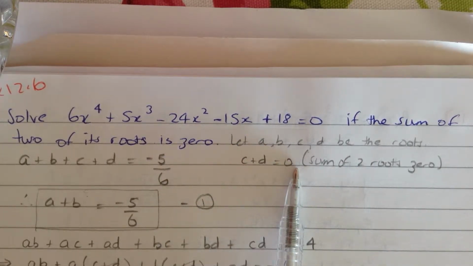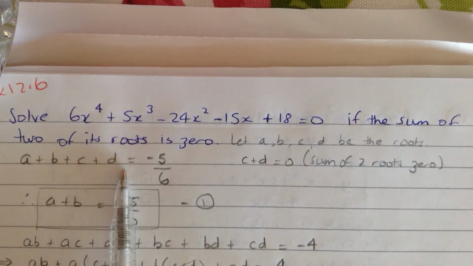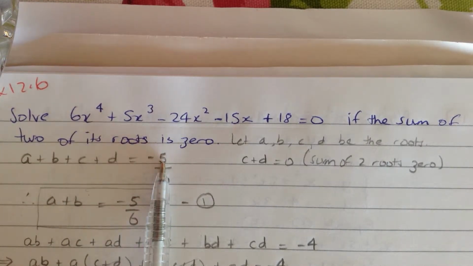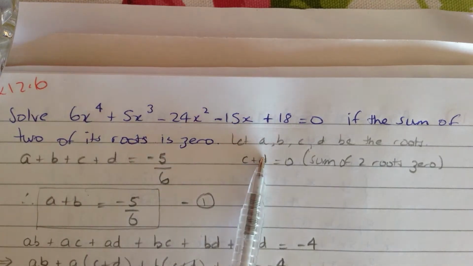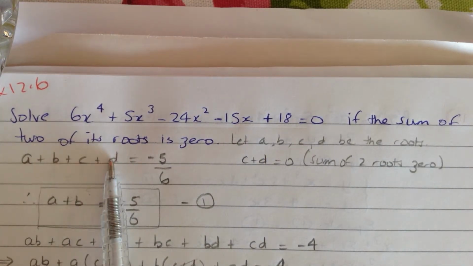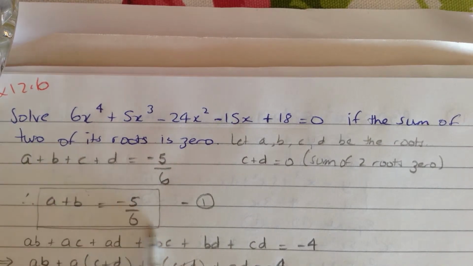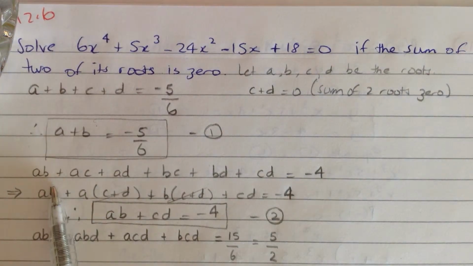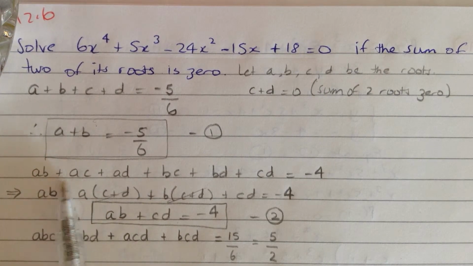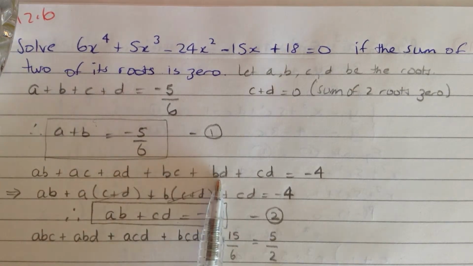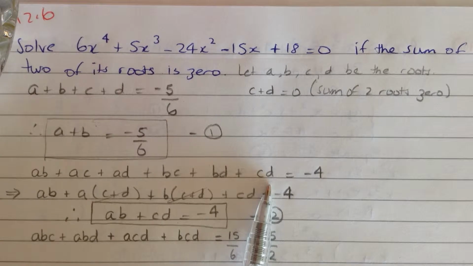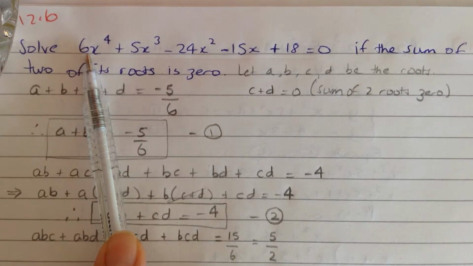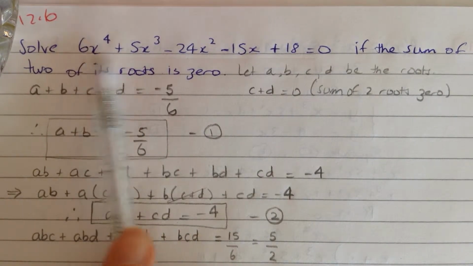The first thing you're going to do is write down the sum of the roots, which is -b/a, -5/6. C + D is equal to 0, so that'll be A + B + 0 = -5/6. So we get equation 1. Then we find the sum of the roots two at a time: AB + AC + AD + BC + BD + CD, which is equal to c/a. So that's -24/6, which is -4.